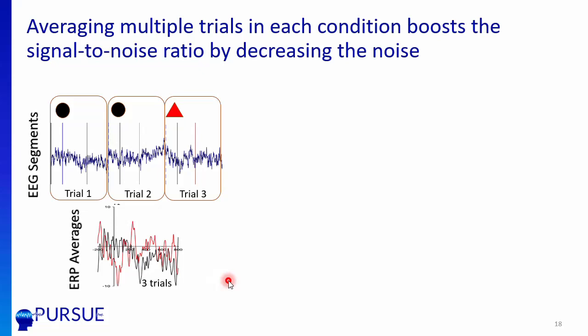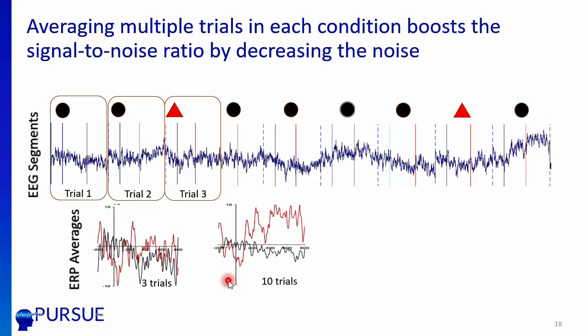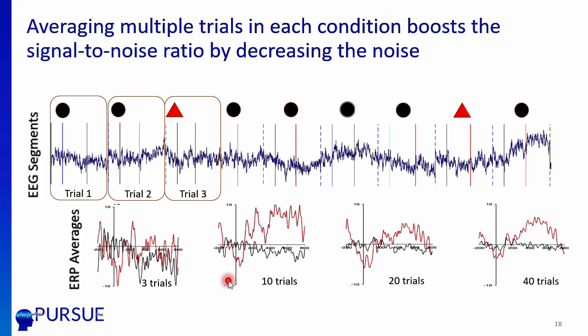So with just two trials for one ERP and one trial for the other ERP, that creates a pretty noisy situation. If we increase it to 10 trials, you'll notice that it gets a lot smoother and looks a little bit better. And if we go out to 20 trials, even clearer, and 40 trials, much clearer, less noise, much more signal being captured in that ERP. So averaging increases the signal, decreases the noise, something that we call the signal to noise ratio.